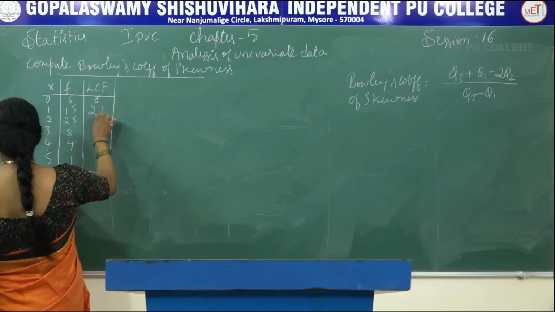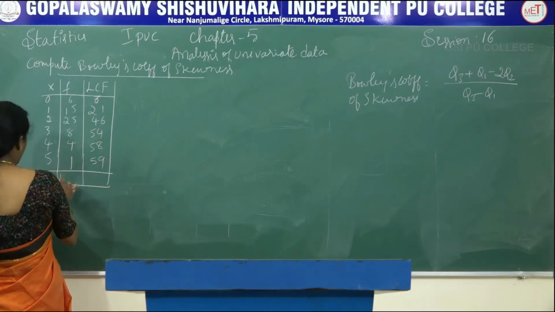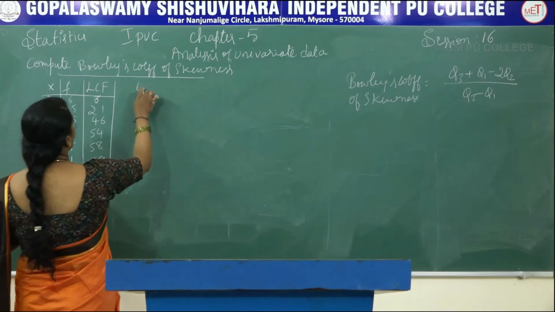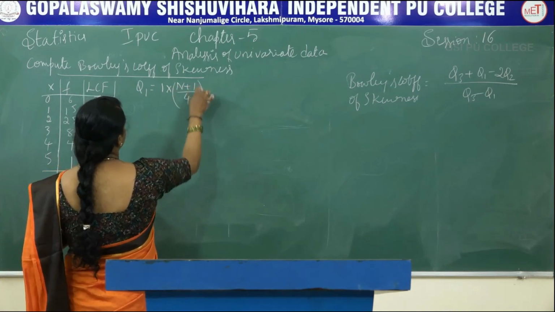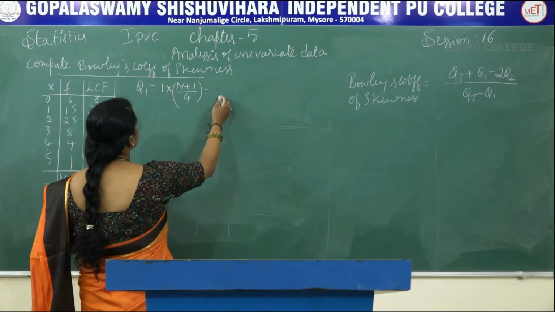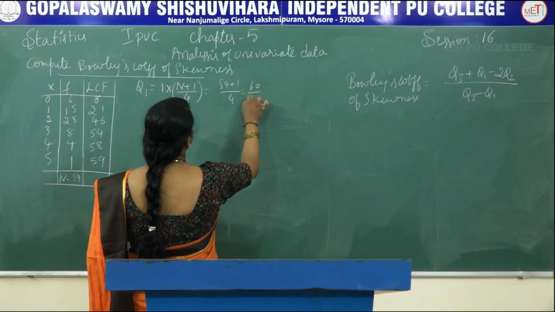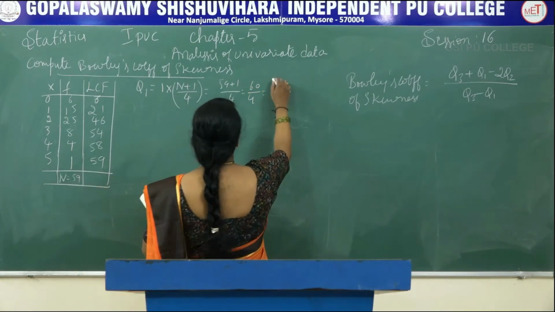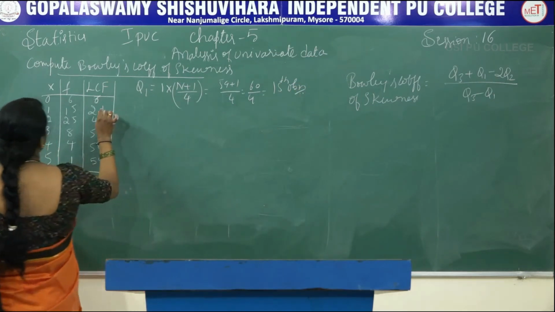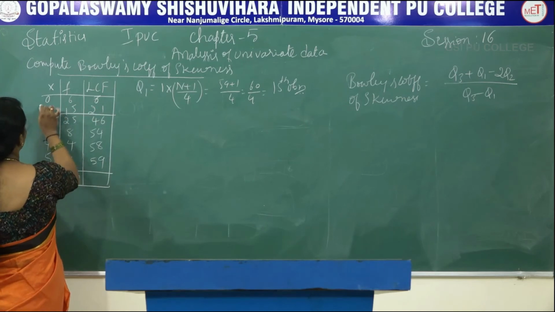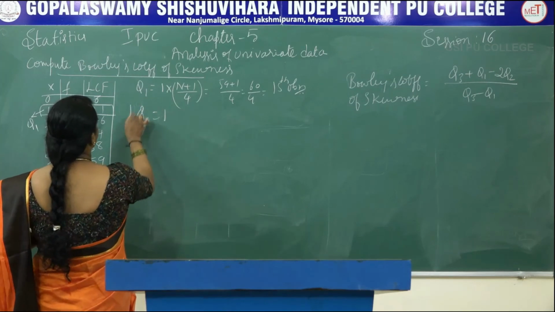6, 21, 46, 54, 58, 59, and your n is also 59. To find Q1, it is 1 into (n plus 1) by 4, fourth observation. So it is (59 plus 1) by 4, it is 60 by 4. It is 15th observation. 15th observation we can see in 21 LCF. So this is our Q1. So Q1 is equal to 1.